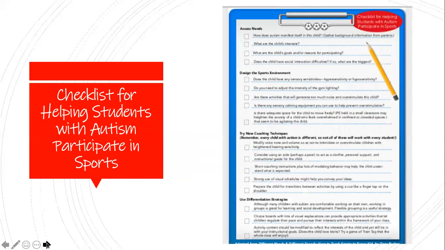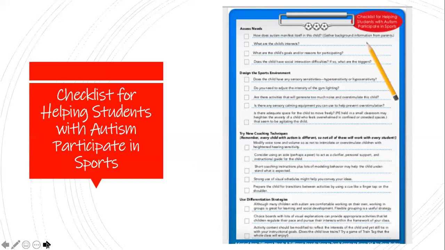So here on the next slide is a very informative checklist for helping students with autism participate in sports. It starts with assessing the student's needs, like what their interests are and why they are participating in physical fitness activities. Is it because they're required for a PE class, or are they trying to get into shape? Then it includes how to design the sports environment, with questions like, does the lighting need to be dimmed or are quieter spaces needed because of their sensory needs?